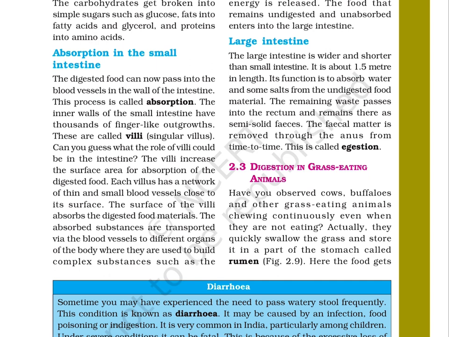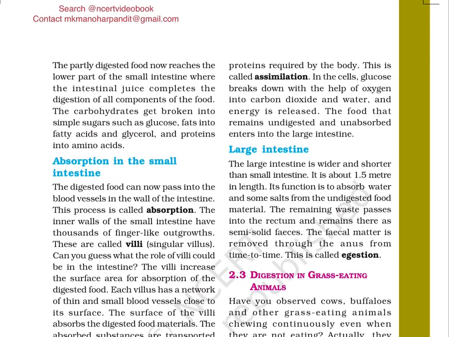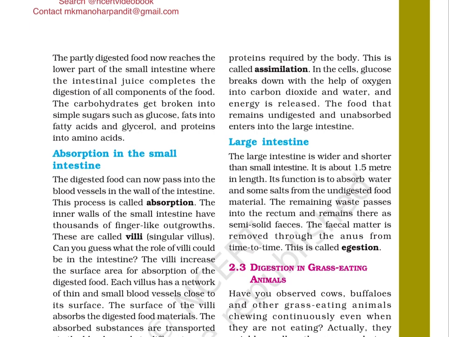This is called assimilation. In the cells, glucose breaks down with the help of oxygen into carbon dioxide and water, and energy is released. The food that remains undigested and unabsorbed enters into the large intestine.